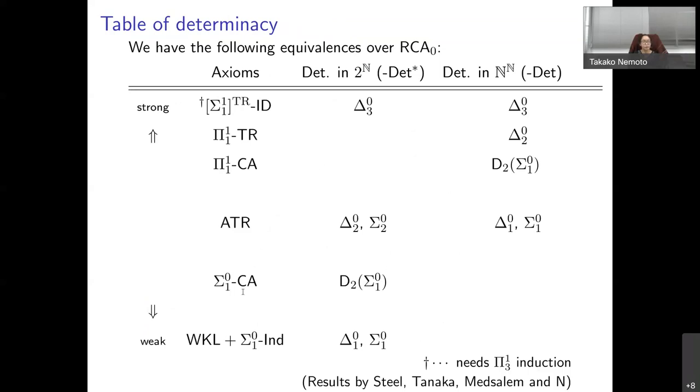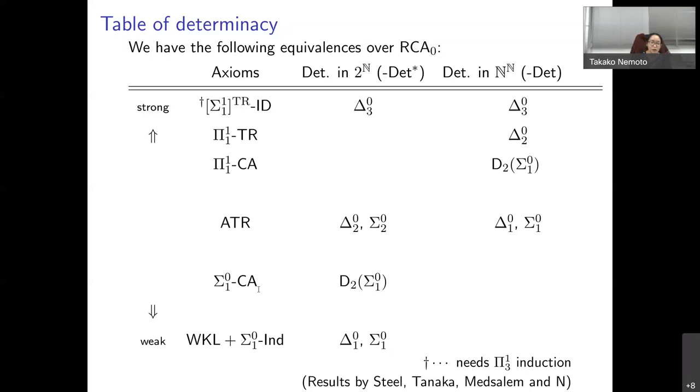So first, this is a table of determinacy for classes of Borel hierarchies. Some are from different hierarchies. So weak König's lemma and Σ^0_1 induction is equivalent to Δ^0_1 determinacy and Σ^0_1 determinacy in the Cantor space. By the way, the column in the middle is for determinacy in the Cantor space, and the rightmost column is for the games in the Baire space. And the weakest system, which is stronger than the base theory, RCA_0, is characterized by Δ^0_1 determinacy and Σ^0_1 determinacy.